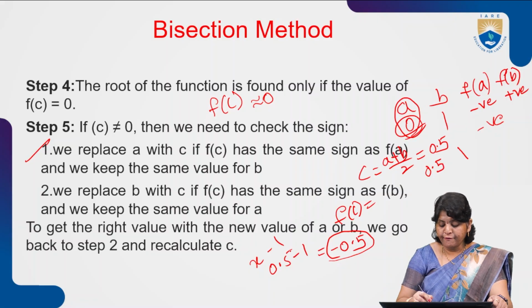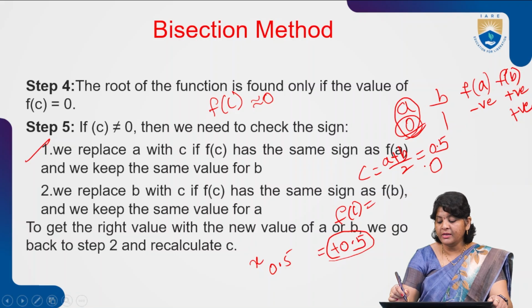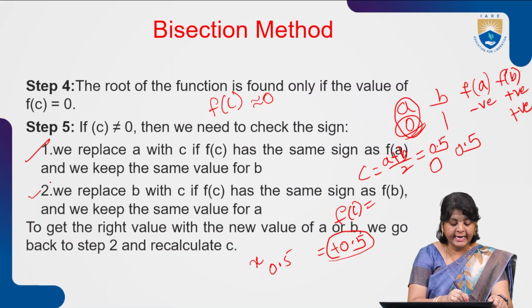And next, if my root value is, for example, this is 0, or simply my function is x, then this 0.5 is a positive value. So instead of A, we need to change B value. So we got a positive value, so instead of A value, we will change B value. Now A will be forwarded the same and B will be 0.5. So this is the second point.